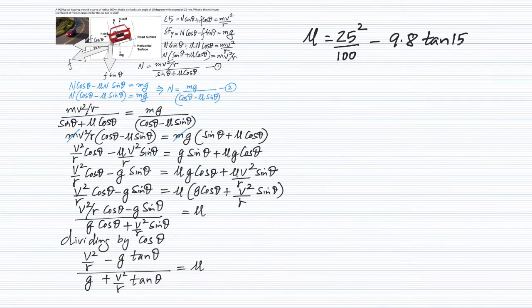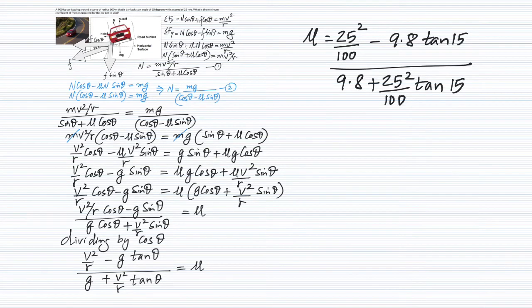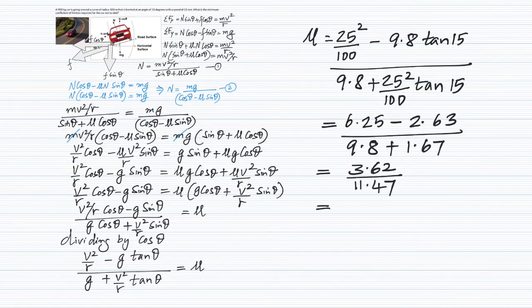Tan of 15, so that's substituting into this, and then again you have 9.8 plus its velocity squared, which is 25 squared divided by 100 times tan of 15. Okay, when you calculate that, you get 0.32 as the coefficient of friction.